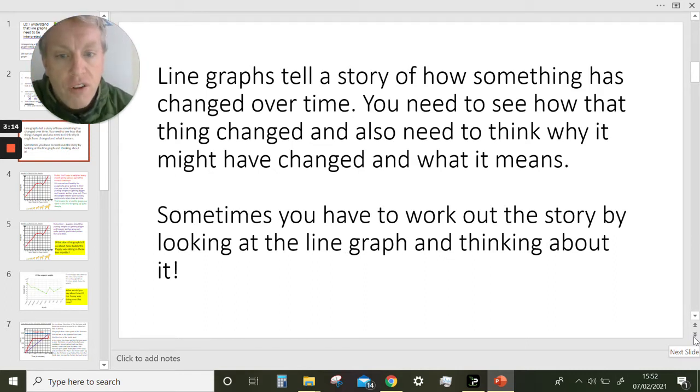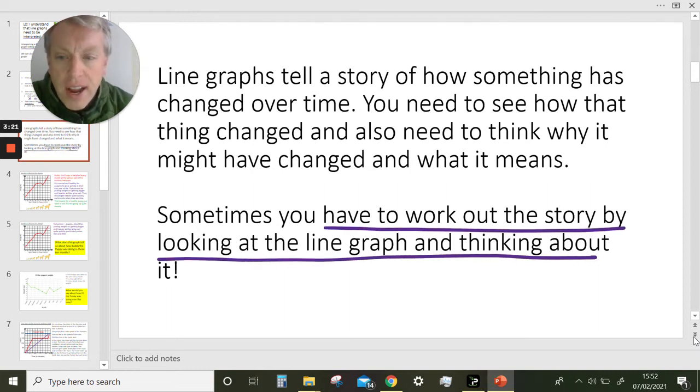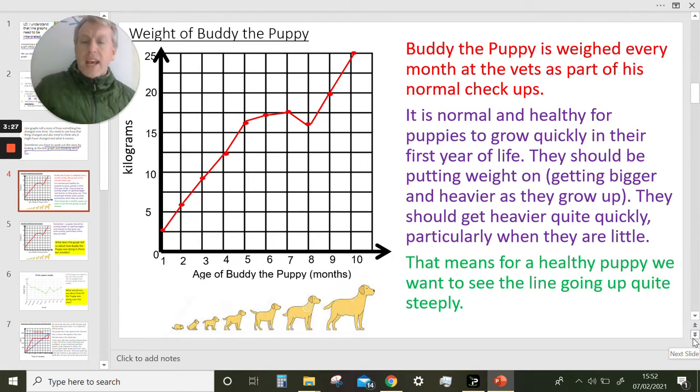interpreting the graph. So we have to work out the story that this line is telling us. Really thinking, is it what we expect? Does it look good? Okay, so what does this line graph tell us? Well, let's look at the title first. Remember, look at the title.